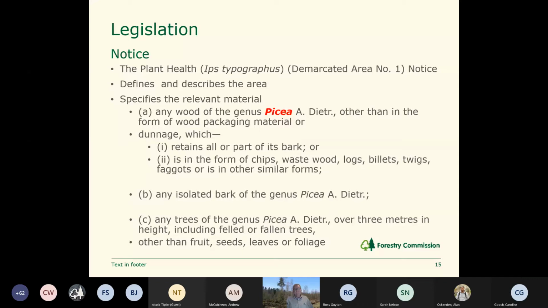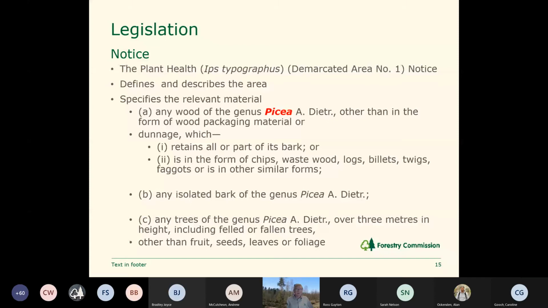But that gave us the basis for the introduction of this demarcated zone, which was described in the notice number 1. The notice describes exactly what the relevant material is, and whilst the order that stands above this notice allows us to control any conifer material, we made this very explicit to Picea, because from our investigations it was apparent that the only time we found the beetle present in non-spruce material was when we'd invited it there with our pheromone baited lures. So it's explicit to the genus Picea.